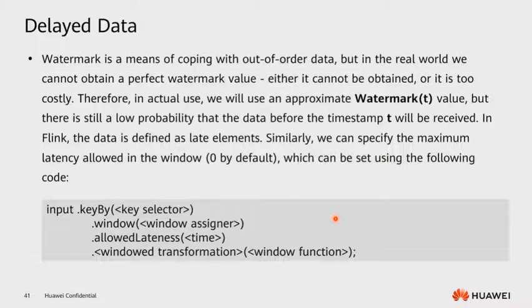However, from the method introduced before, you might find that the watermark is not 100% accurate in some cases, right? That is because in the real world, we cannot obtain a perfect watermark value. So we tend to use the approximate watermark T as introduced. By doing so, there is still a low probability that the data before timestamp T will be received even when we set up a watermark. And we define those data as the delayed data. And then we define the maximum latency through the allowed lateness time step. The latency is 0 by default, which means we do not allow any lateness, but we can make configuration depending on the real cases.